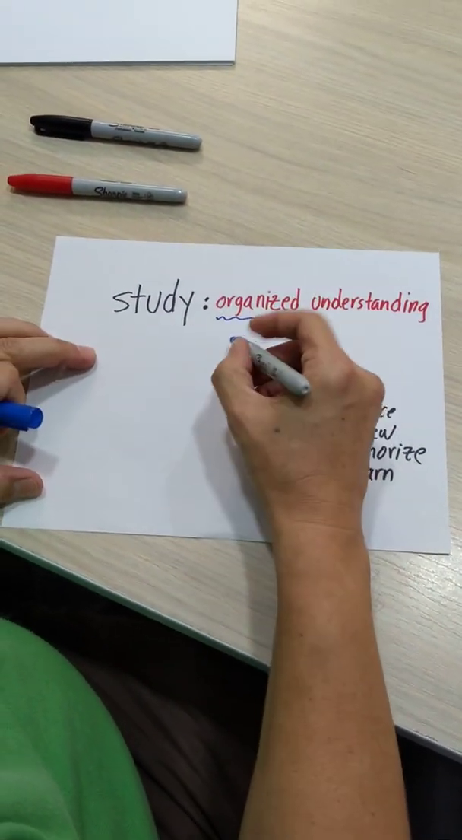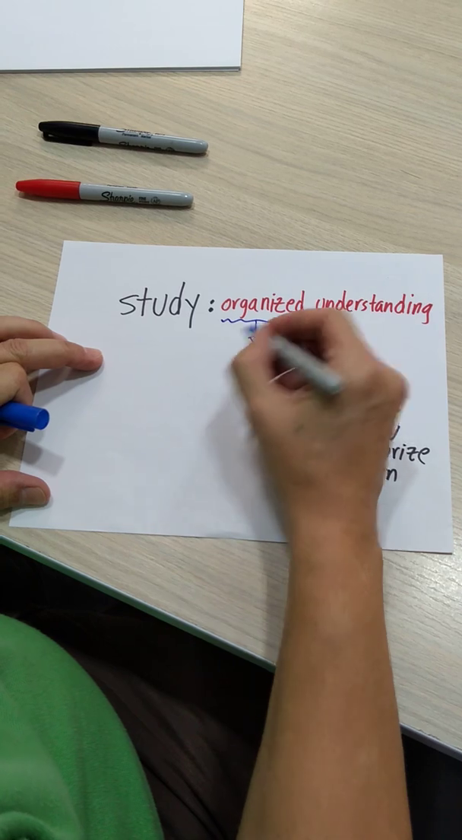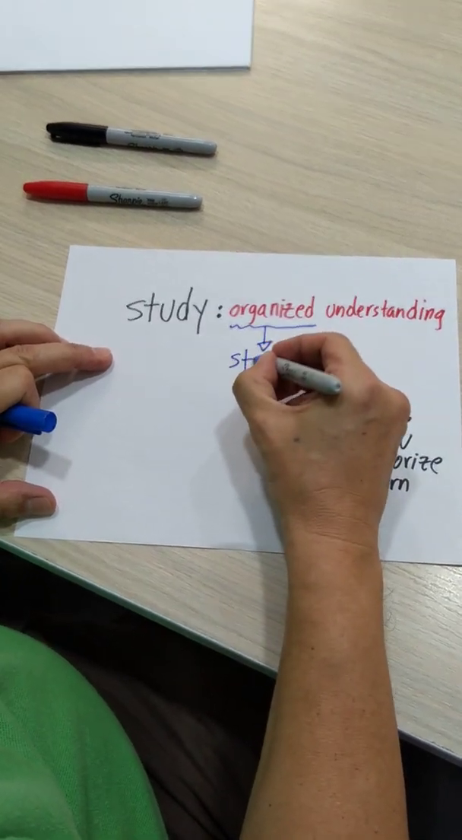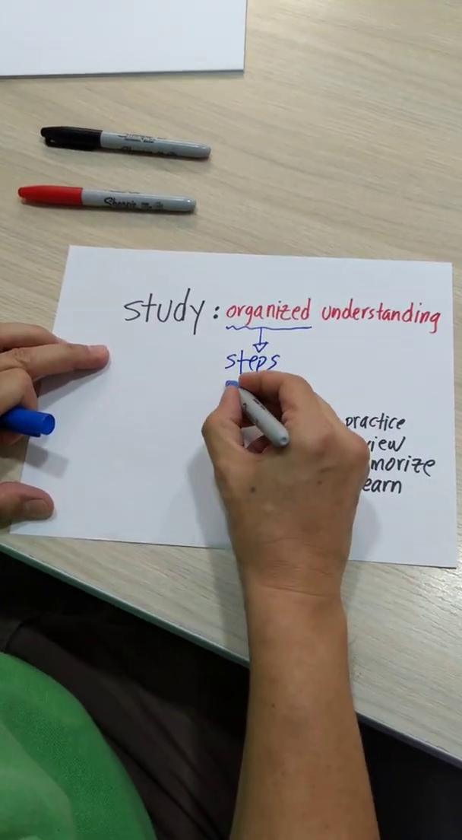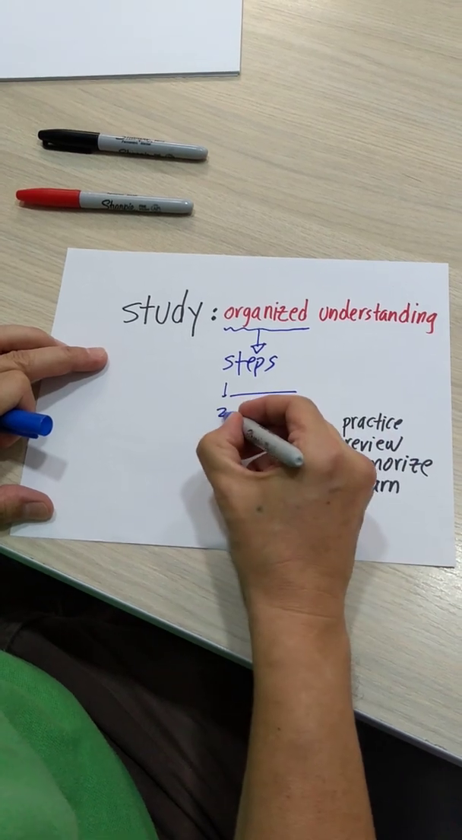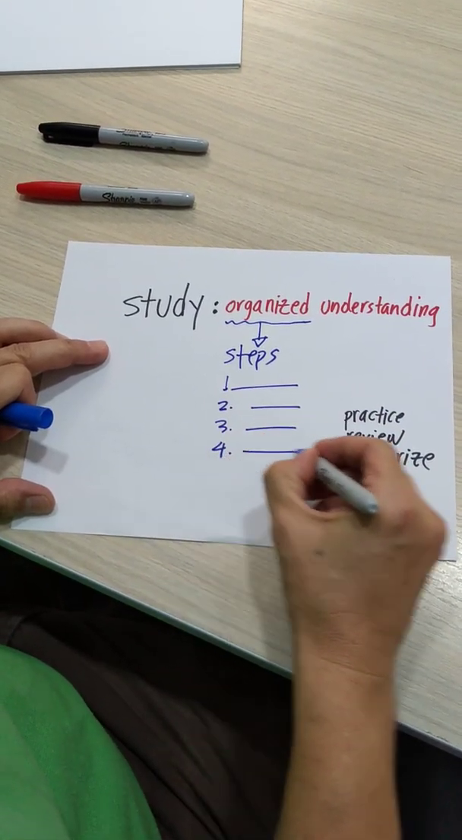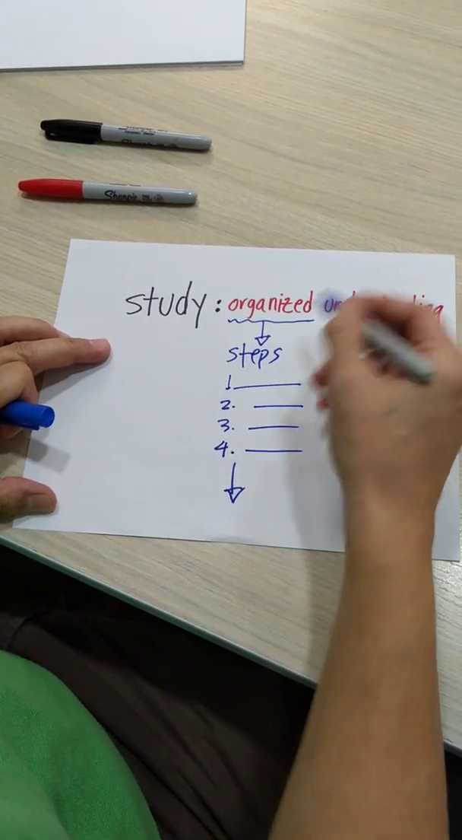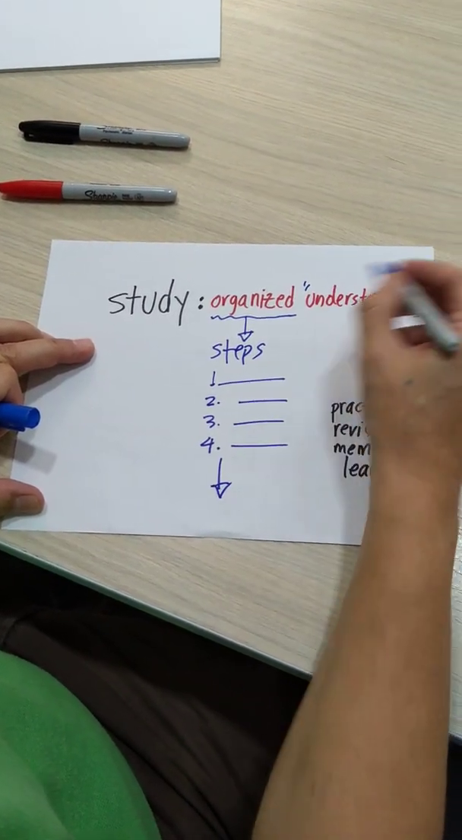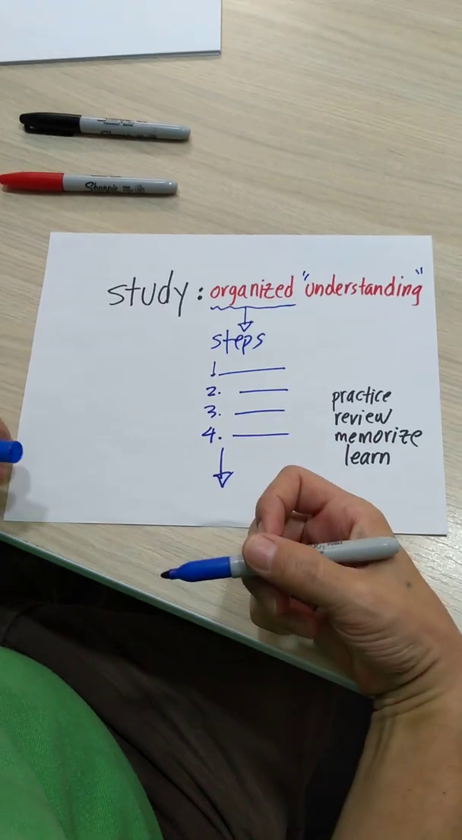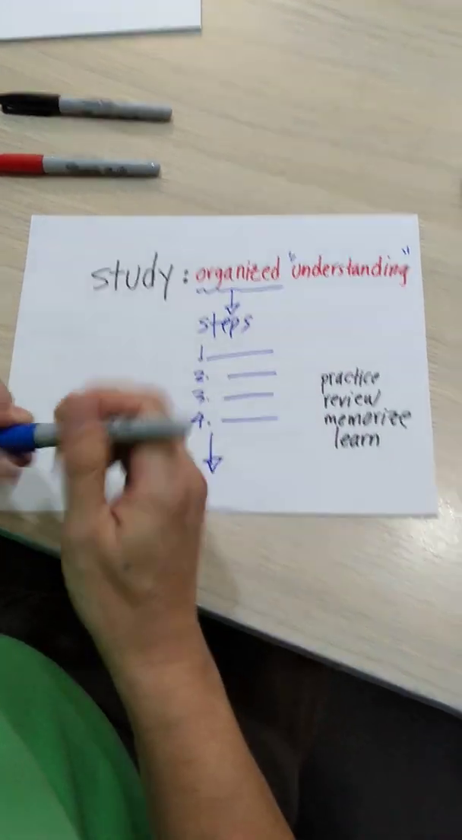What does that mean? That you need to follow a sequence, like some steps, like everything you do in life. So first you do this, then you do this, then you do this, and you continue. And that's going to help you understand if you study in an organized way. Okay, that's the first thing I do with them.